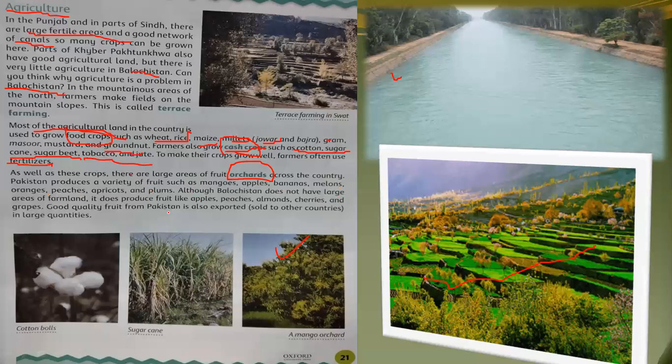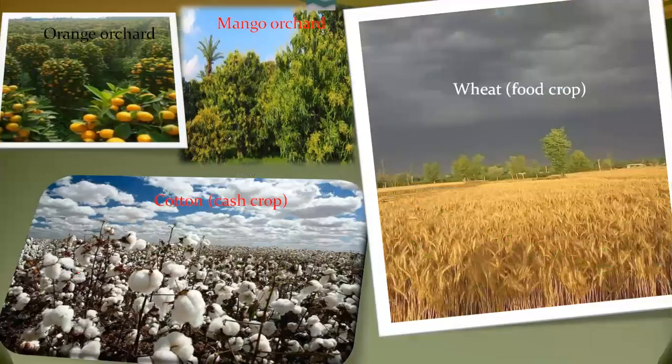Although Balochistan does not have large areas of farmland, it does produce fruit like apples, peaches, almonds, cherries, and grapes. As you know, because of the lack of water, we cannot grow in a proper way over there in the province of Balochistan. Good quality fruits from Pakistan are also exported, sold to other countries in large quantities. Look at this one. These are orchards, orange orchards, mango orchards, cotton a cash crop, and wheat a food crop.